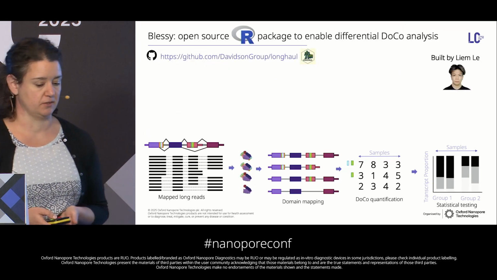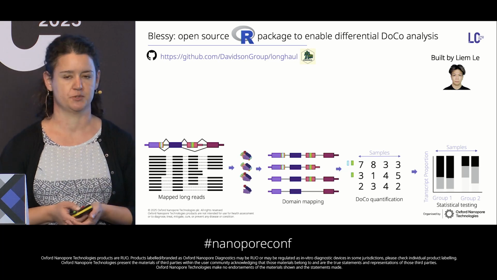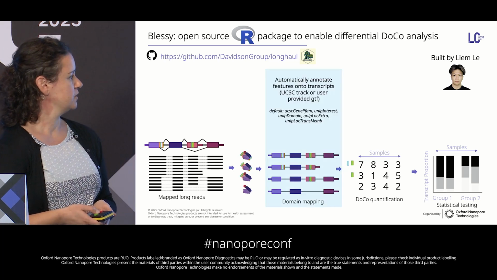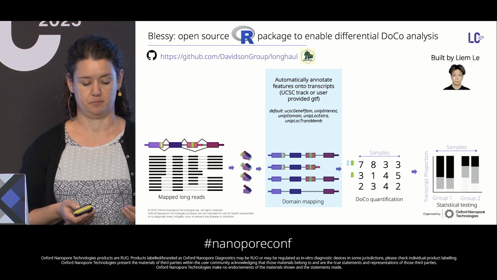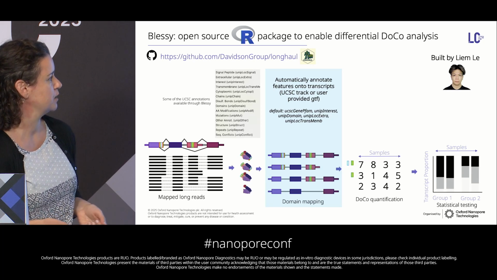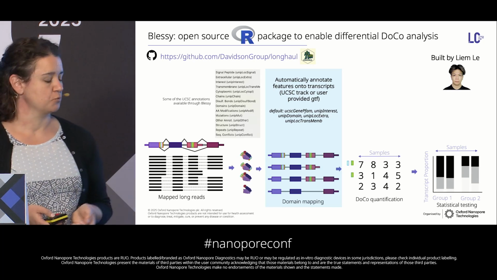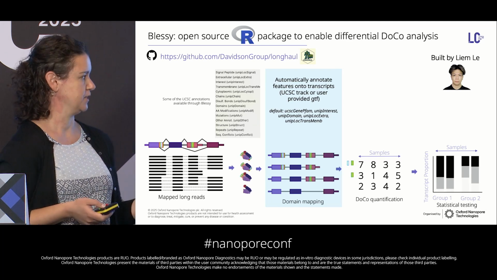In terms of practical implementation of how you might do this, I have a master's student in my group, Liam Lee, who's built this software package in R called Blessy. What it will do is take a number of protein domains from the UCSC Genome Browser, which has many different types of annotated domains, map those to transcripts, and give you a list of all of the domains that each transcript has.